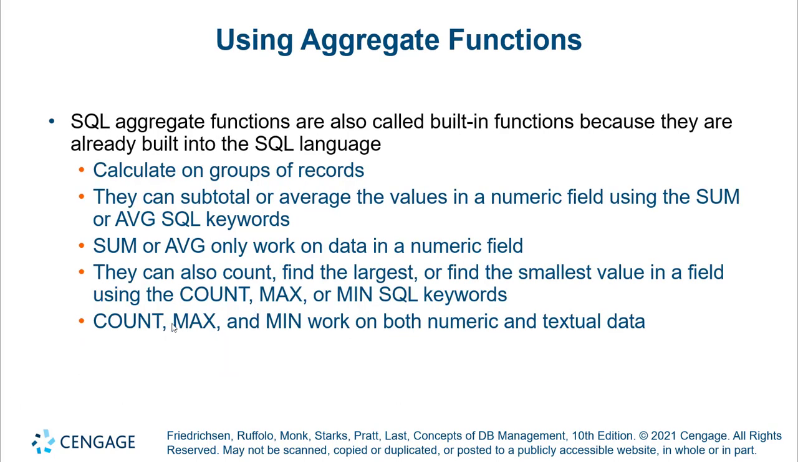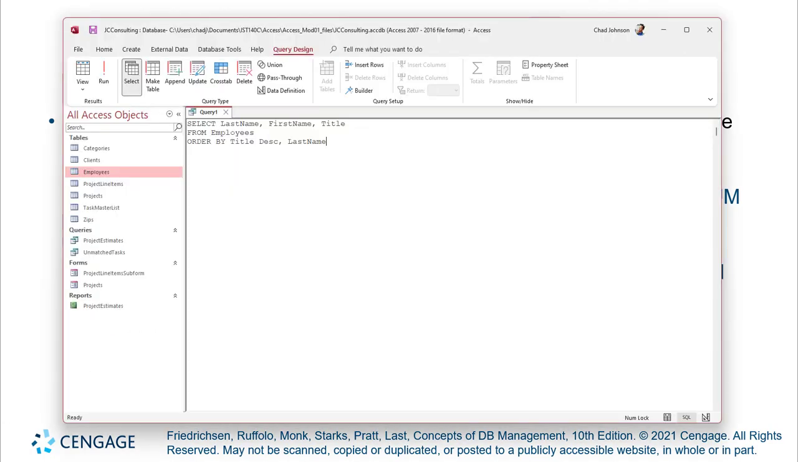So next up, we have our aggregate functions. Again, this is looking at all of the records collectively, and we looked at this when we were using our QBE, query by example. And these are the built-in functions that we looked at: sum, average, count, max, min, all of those. So let's take a look at them in action in SQL.